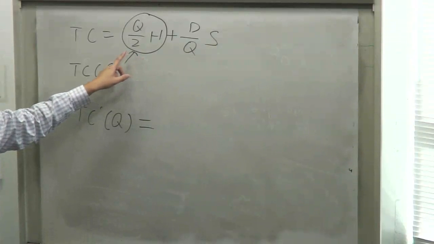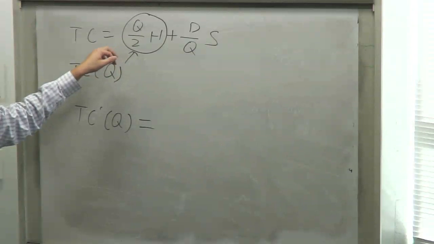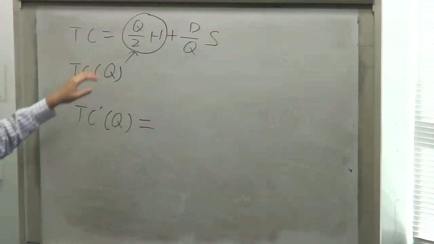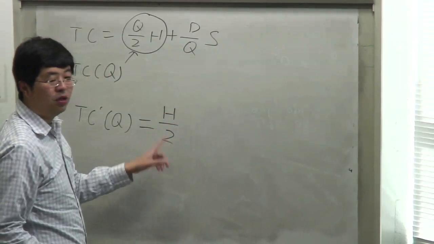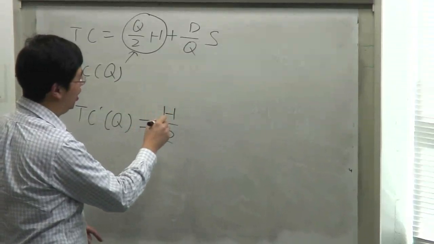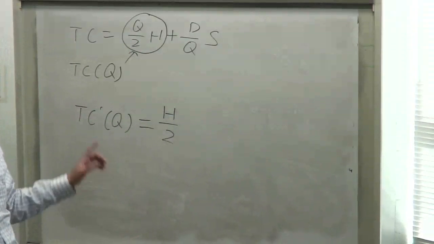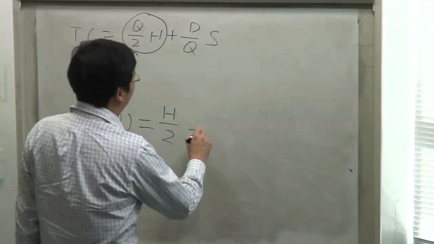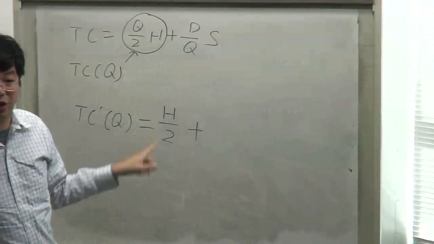Is it Q? One half? No, take the derivative with respect to Q. Oh, H over 2, right? Because it's a linear function, that's right. It's a linear function, so this is the slope. A linear function times Q, then the derivative is just the slope itself. So it's pretty easy for the first one. The hard part of taking the derivative is the second one, because now Q is in the denominator.